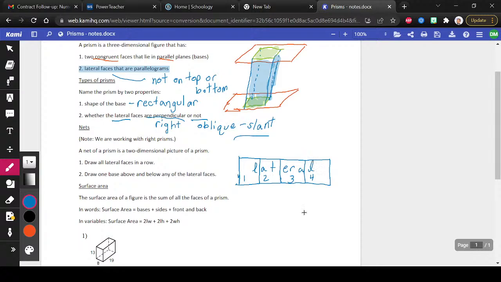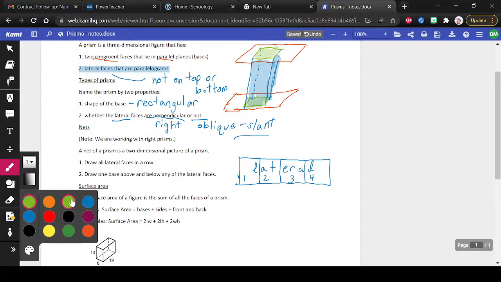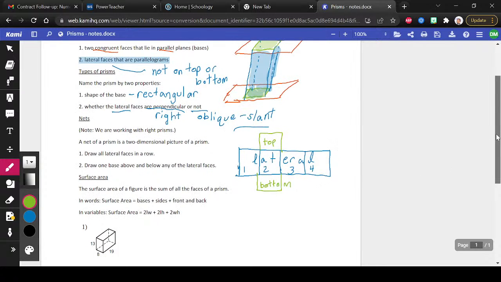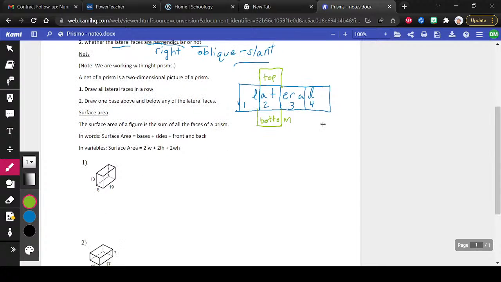Now, the other thing we can do is put our top up here and our bottom down here. What I'd like you to understand though is that the top could go in any of these spots up here and the bottom could go in any of these spots down here. But for convenience, I will keep them the same throughout all of our pictures. So the surface area of a figure is the sum of all the faces of the prism.